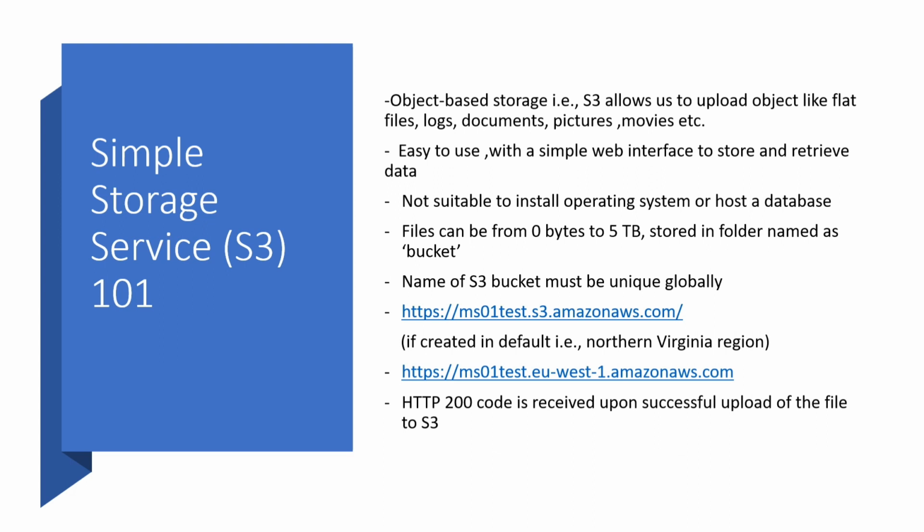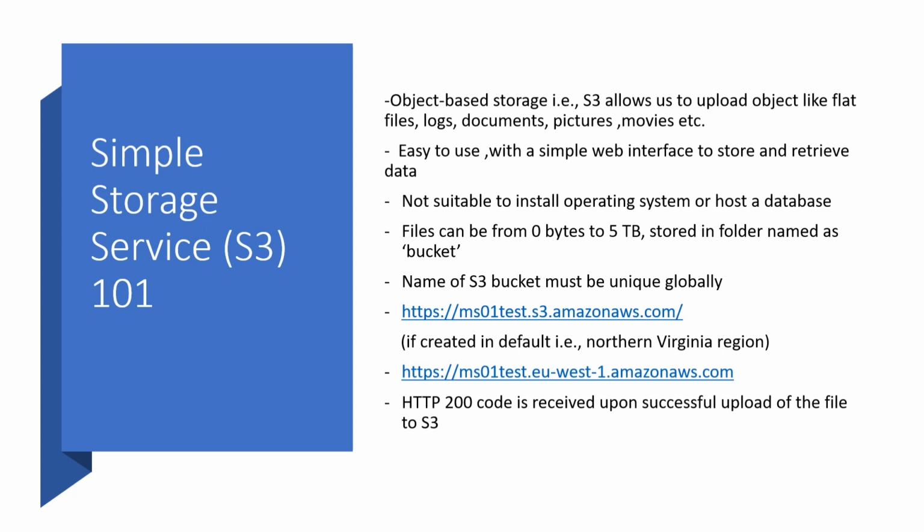So we can store files of any size, from 0 bytes up to 5 TB, and these files are stored in a folder which we call a bucket. We will be talking about how to create an S3 bucket, etc. So it's called a bucket. You can think of a bucket as a folder.